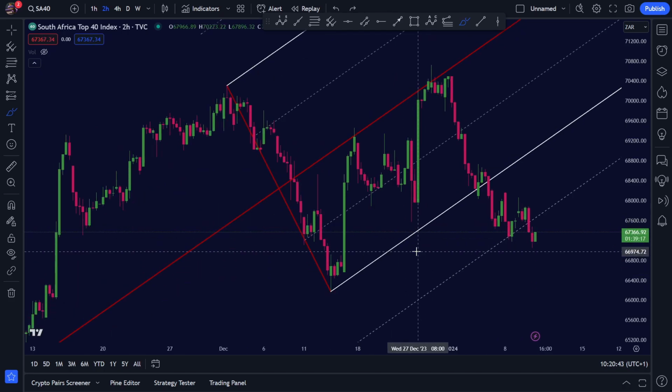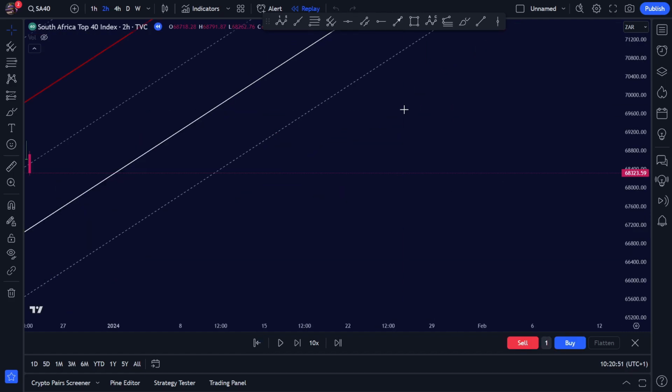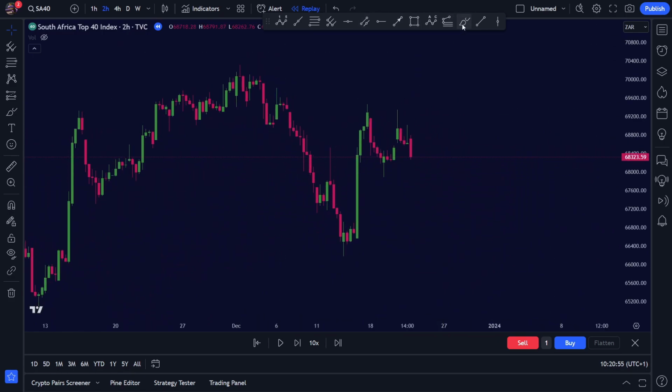Another example I'll show you here. It gets easier to spot with time. It might be a bit confusing in the beginning if you're not used to this type of Pitchfork, but I'll show you. Another example. We have a high here, a low, and the next high. So what do we do in this situation? Let's try a Pitchfork.